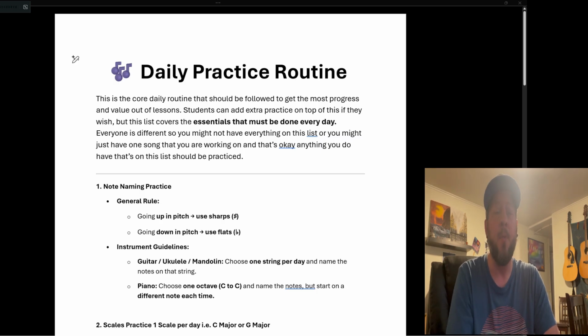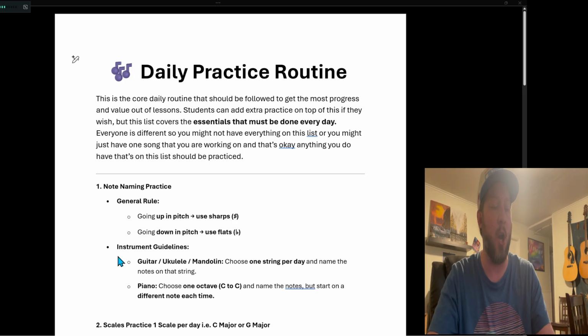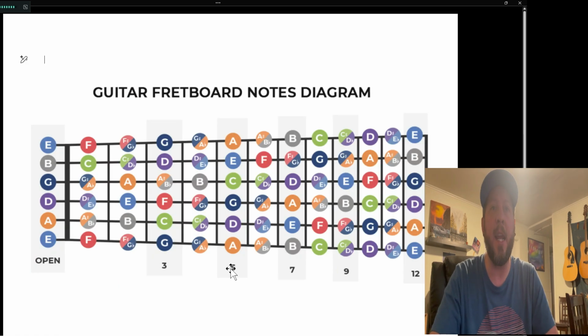All right, so yeah, for our instrument guidelines right here for guitar, you're going to be choosing 1 string per day, and you're going to name the notes on that string, right? So let's go on ahead and take a little look at a handout that can help you to do so. This is the handout that'll help you to go on ahead and name those notes.